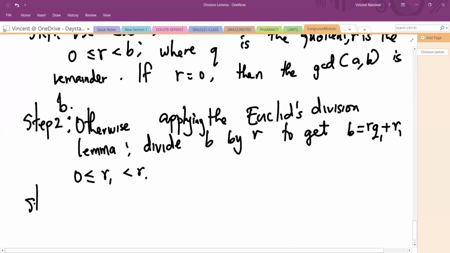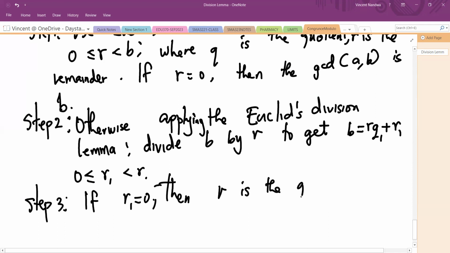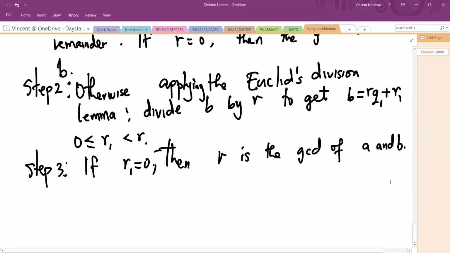Step 3, if R1 is 0, then R is a GCD of A and B. So we find that the second remainder is 0, then the previous remainder R is the GCD of A and B.